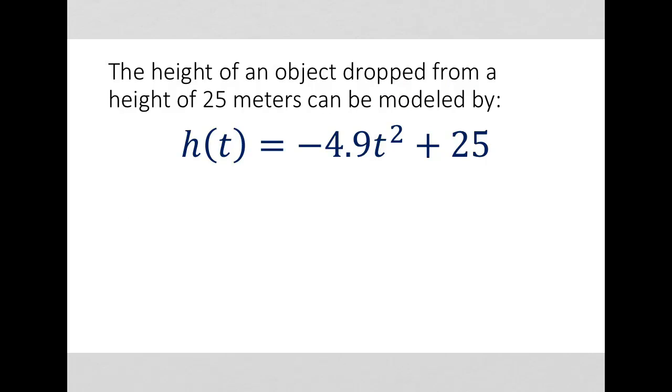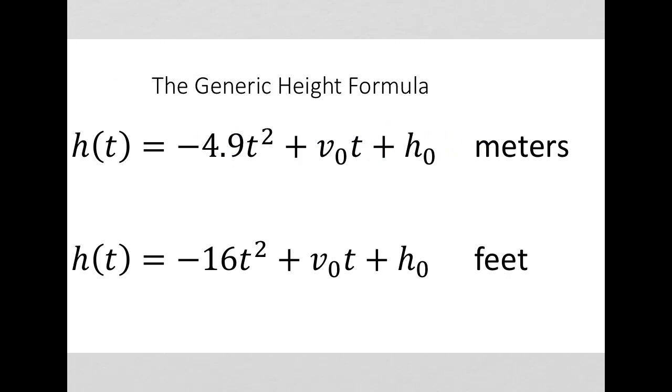So we got this function h of t equals negative 4.9 t squared plus 25. More generally speaking, the generic formula for the height of an object is negative 4.9 t squared plus the initial velocity times t plus the initial height in meters. Or if you want to do it in feet, you could go negative 16 t squared plus the initial velocity times t plus the initial height again. So you see they're pretty much the same, just different units there.